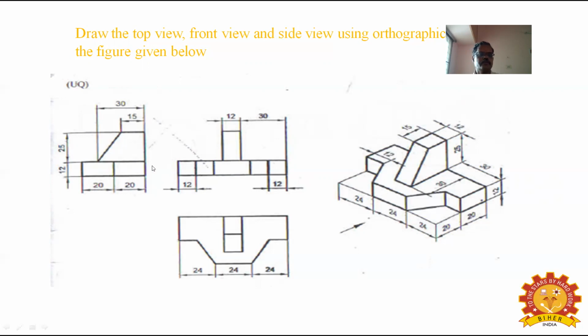After completing the side view, you have to mark all the dimensions: 24, 24, 24, 12, 12. The height is given as 25. Width is given as 12. Everything you have to mark. And finally, you have to write top view, front view, and side view. This is the procedure to draw the top view, front view, and side view in the orthographic projection. Now we'll move on to the next one.